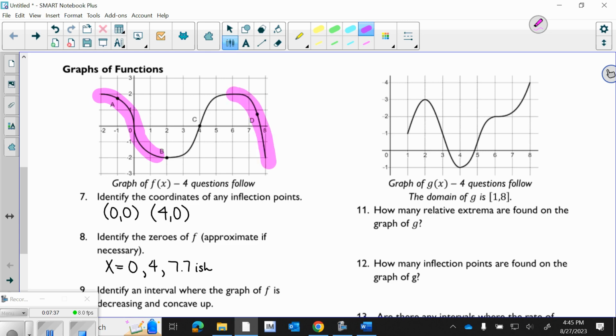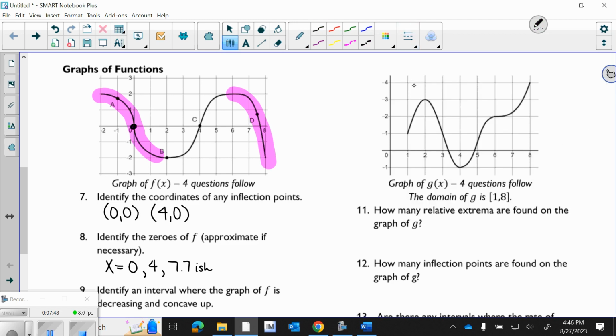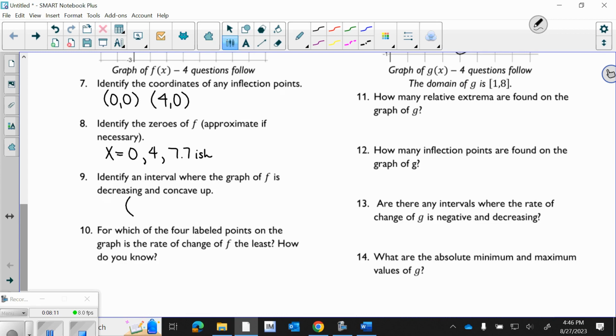I'm supposed to also identify where it is concave up. Well, the only section where it is concave up and decreasing would be from here to here, because this concave up section in the center doesn't work. So as far as an interval, I'm going to focus on those x values. That would be 0 and 2. I am not going to use brackets on these intervals of increase and decrease. I simply use parentheses. So from x equals 0, comma, to x equals 2, it is decreasing and concave up.